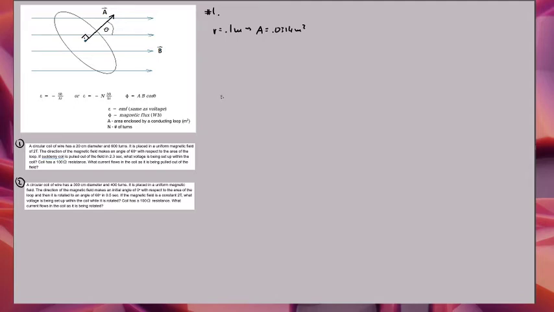So we have area, but we have 600 turns. That would be n equals 600 turns, 600 loops. And this thing is placed in a uniform magnetic field of 2 Teslas. So the magnetic field B is 2 Teslas, and it says uniform, so that means B is not changing. The direction of the magnetic field makes an angle of 60 degrees with respect to the area of the loop.